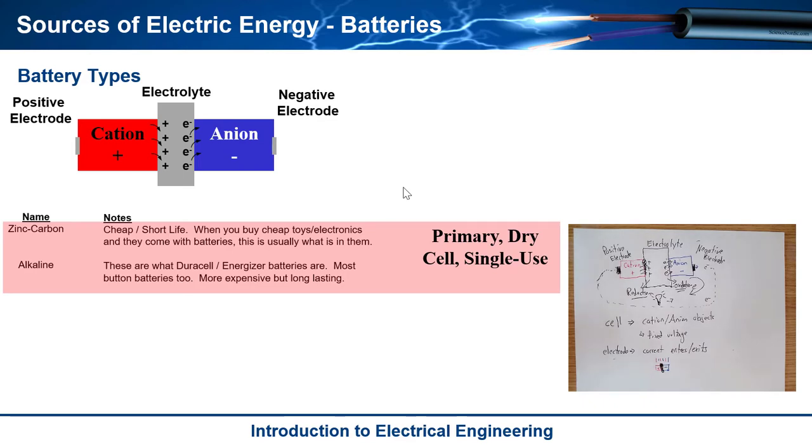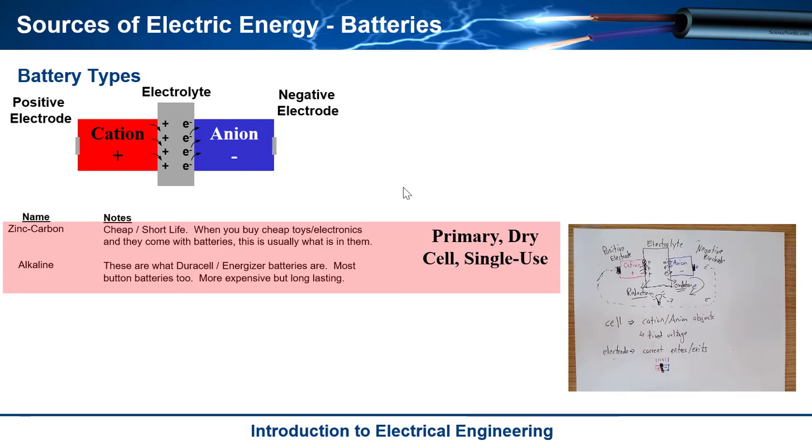There are 2 main types, and all batteries are basically classified by what materials they use for their positive electrode, what materials they use for their negative electrode, and what material they use for their electrolyte. So the first one is zinc carbon. That's very common, and zinc carbon batteries are the cheap, short life batteries.